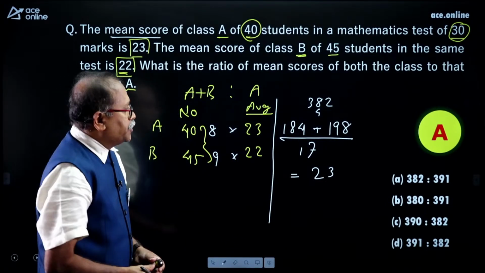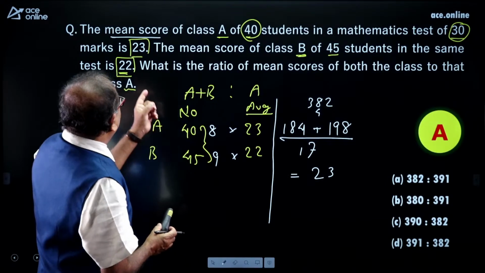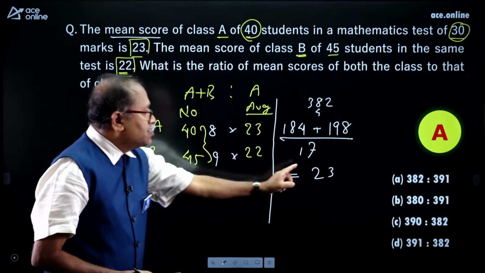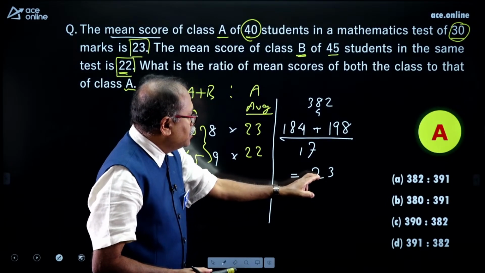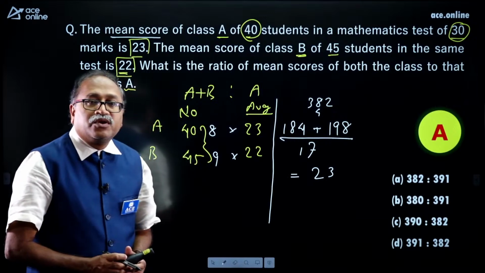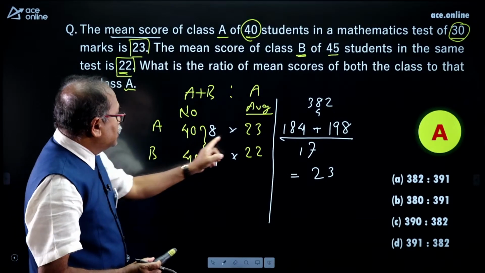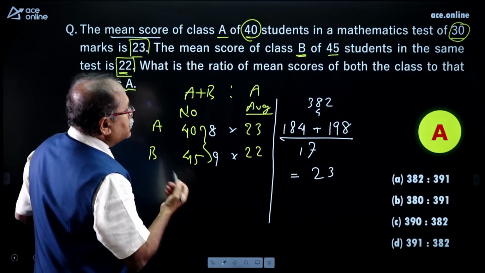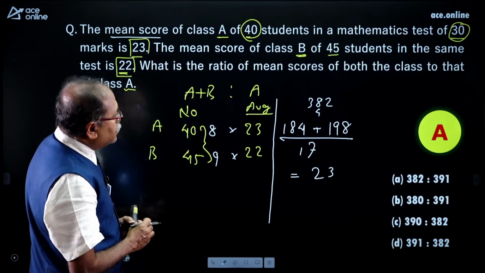Let's consider this part. Now, what is the next? It is said, what is the ratio of the mean score of both the classes? The mean score of both the classes is how much? 23 to the class A. And what is class A? Class A is 23. So what is the percentage? We have to find it out. How do we get that score?